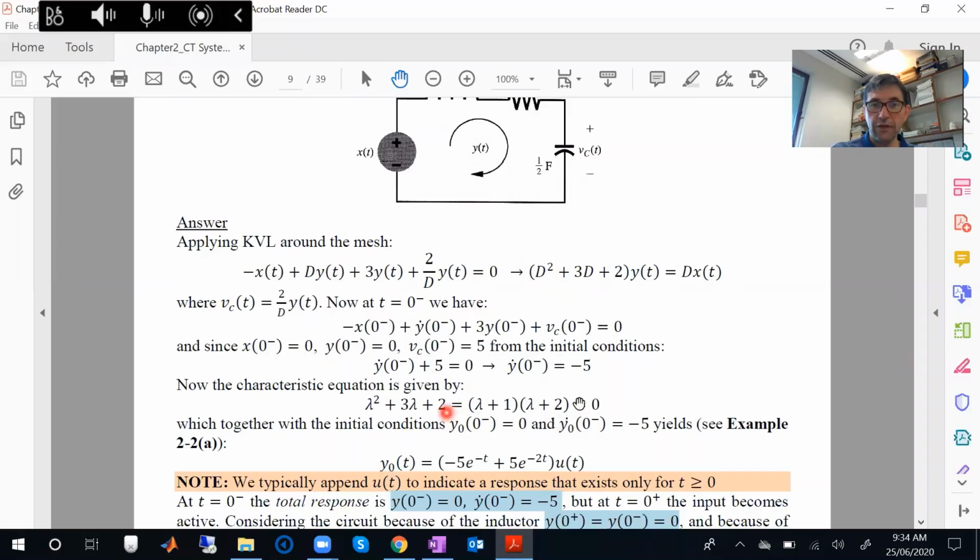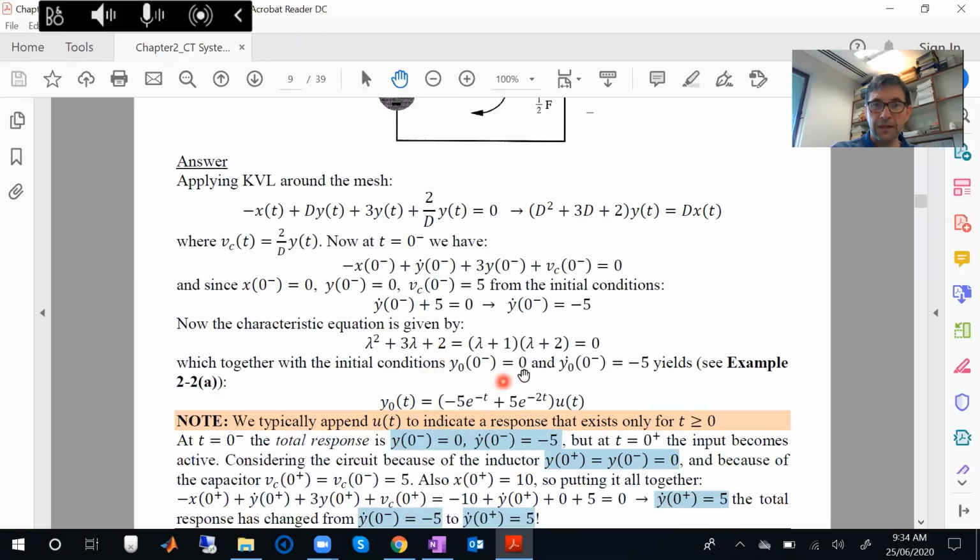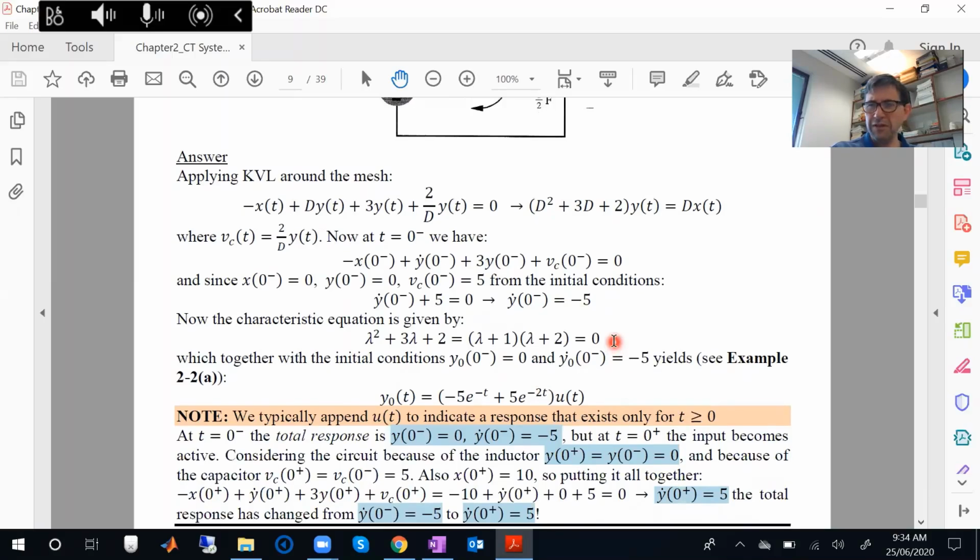That's what we have. These are the roots, plus 1, plus 2. Hey, it's the same one we had before. We actually saw this before, the same equation coming up. And in that case, with these initial conditions, we have the same answer. So the same equation, but I think it's a different circuit, although we get the same equation.